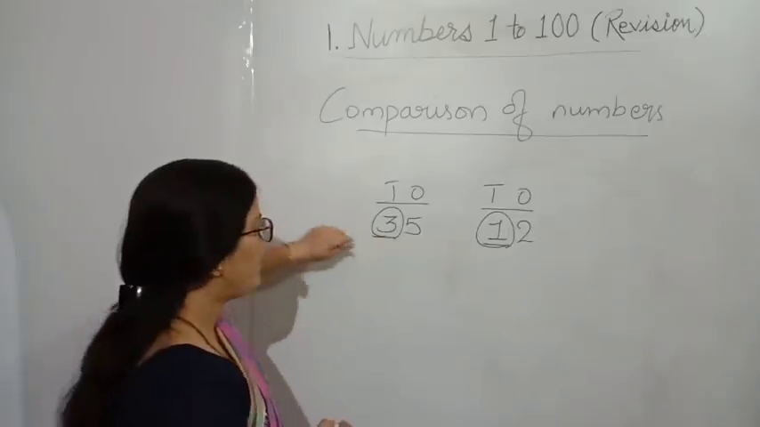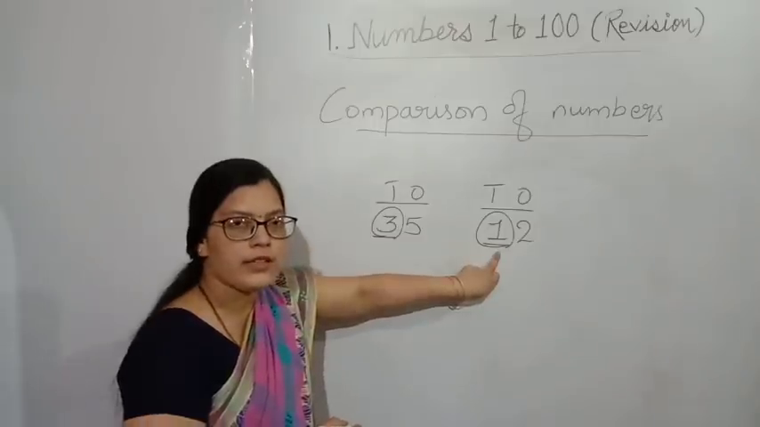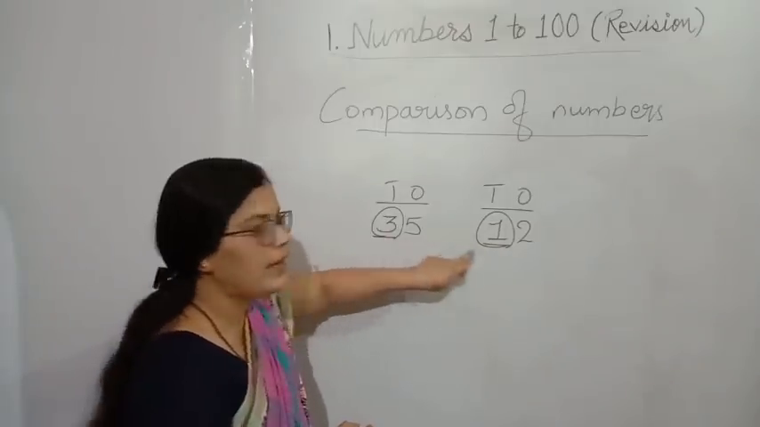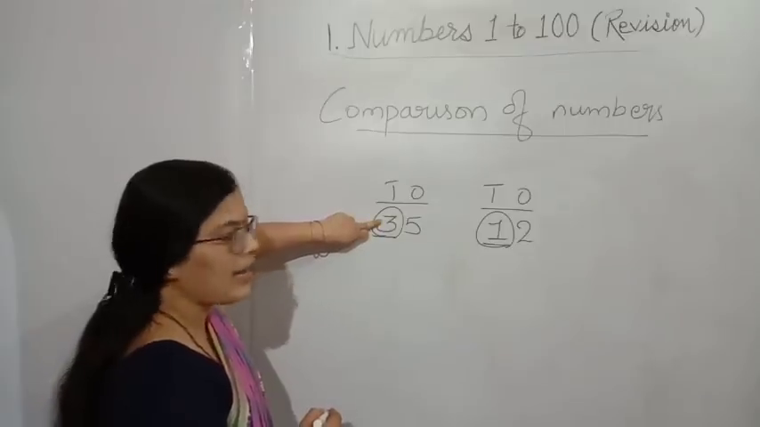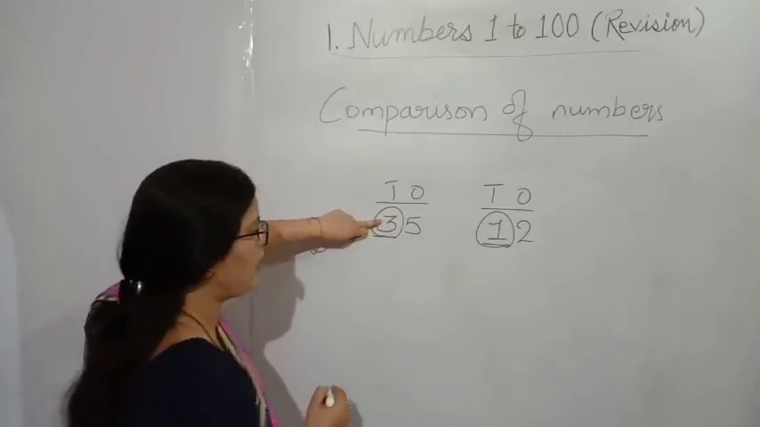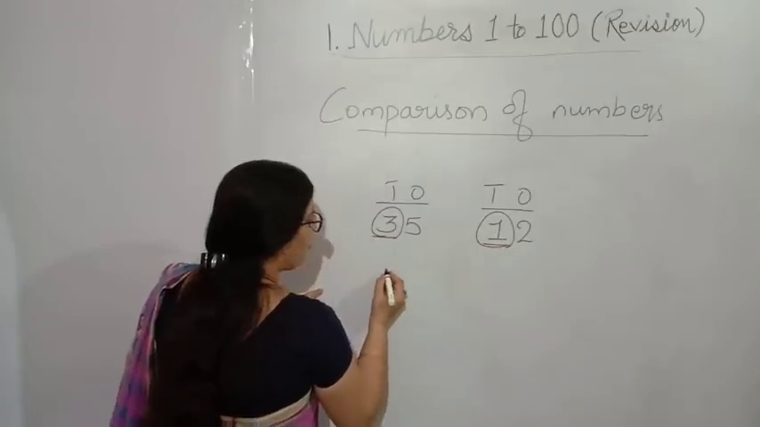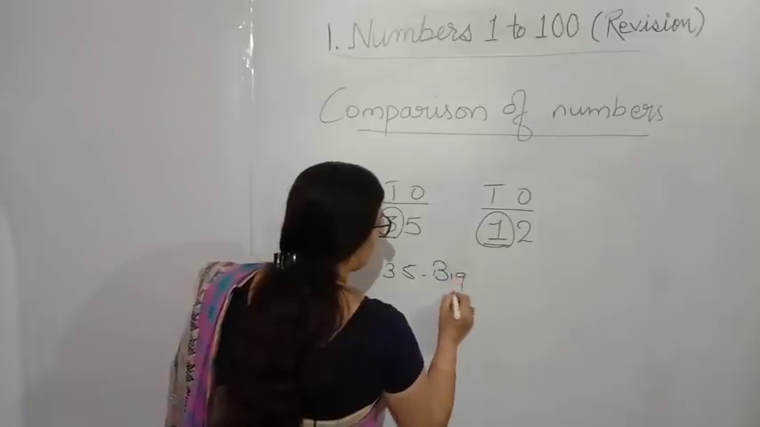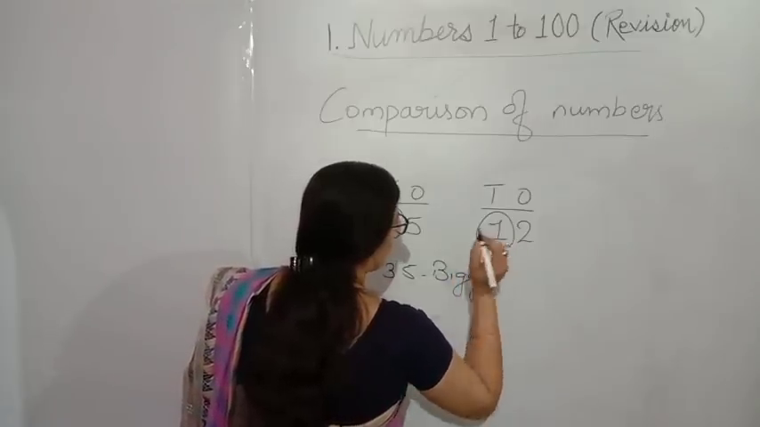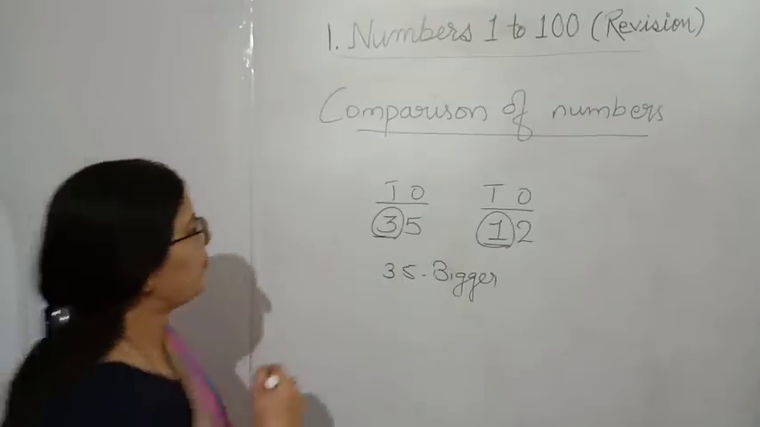Now here in the first number it is 3 and in the second number it is 1. So which one is the bigger number? The number with the 3 at tens place is the bigger number, because 3 is greater than 1. So 35 is the bigger number, and 12 is the smaller number. Okay, let us take some more examples.